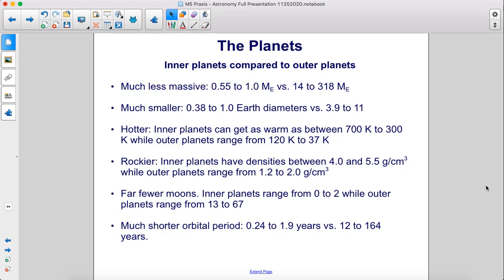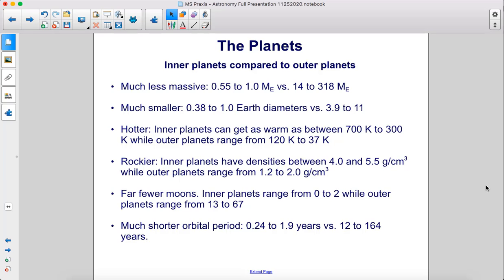They're hotter. Inner planets can get as warm as between 700K to 300K, while outer planets range from 120K to 37K. They're rockier. Inner planets have densities between 4 and 5.5 grams per cubic centimeter, while outer planets range from 1.2 to 2 grams per cubic centimeter.